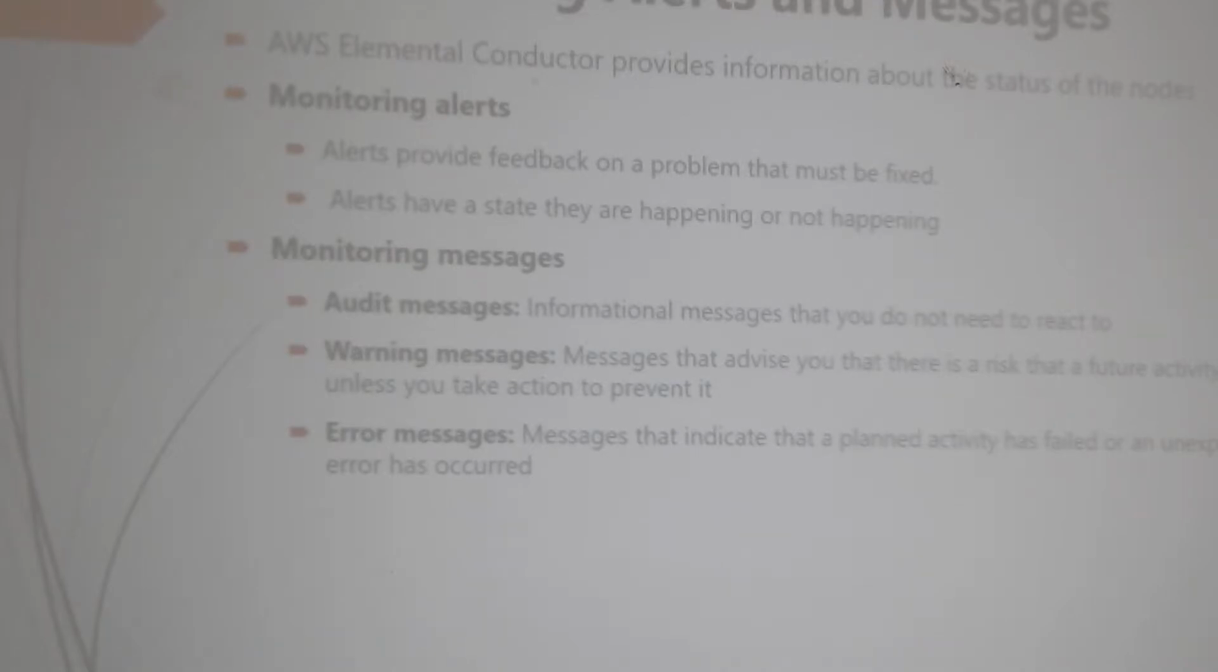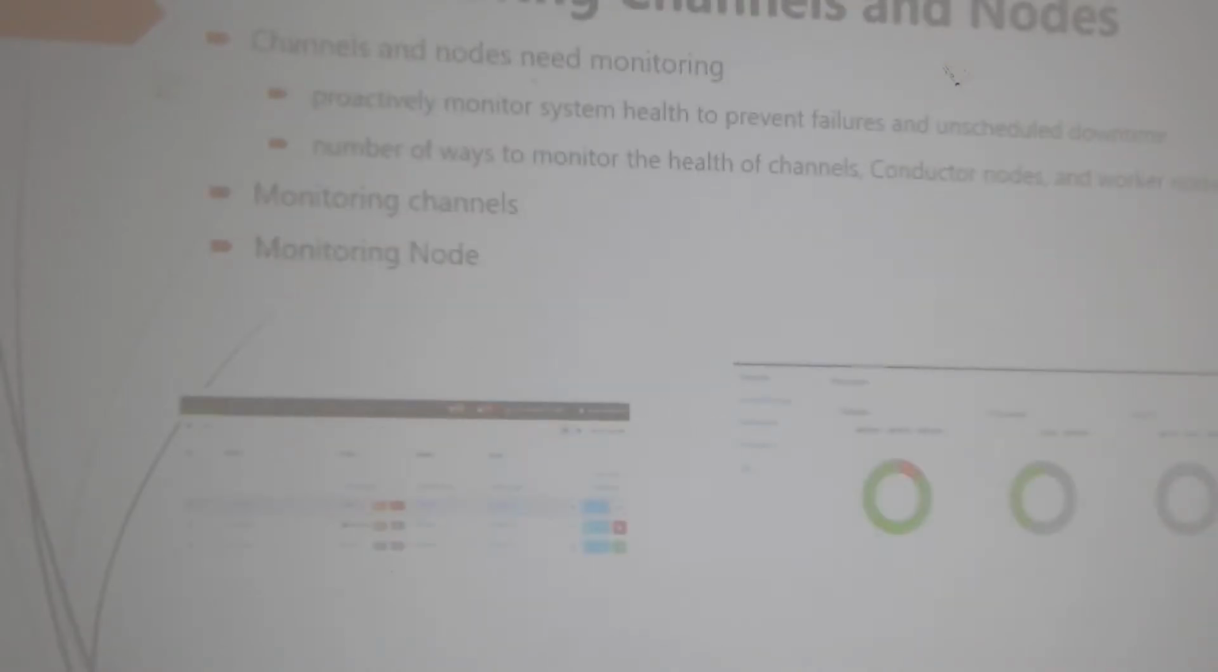So we have discussed monitoring and messaging. Alert. We have discussed two things: the alert and the message. You know the difference between the alert and message. So what are we monitoring? We are monitoring two things. One is the channel. The other one is nodes.